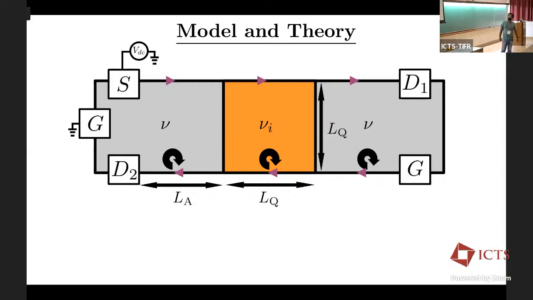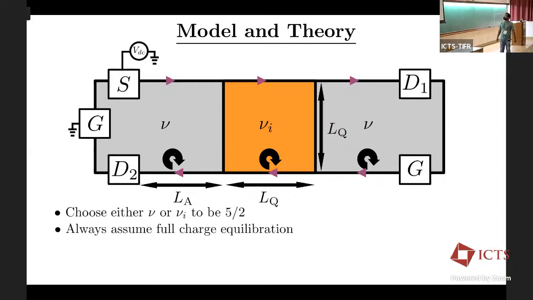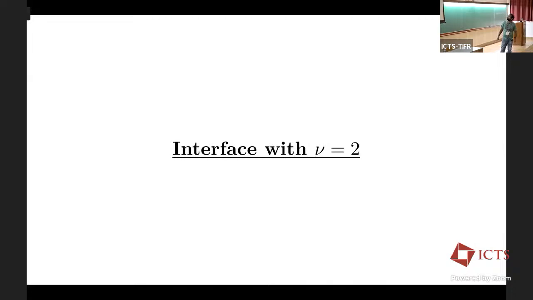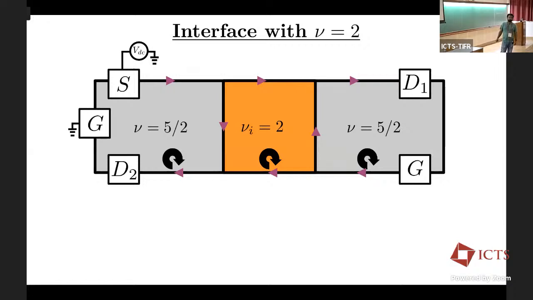Okay, so let's see how noise can be created. Oops, there's a doubling. So let's start with nu equals 2. This is nu equals 2, this is nu equals 5/2.